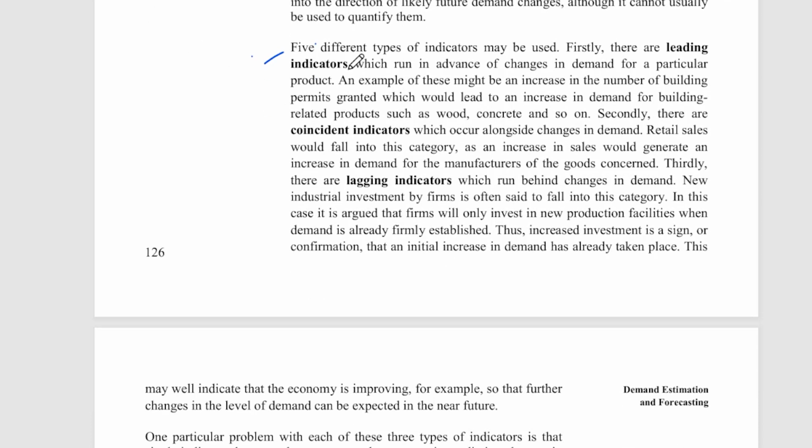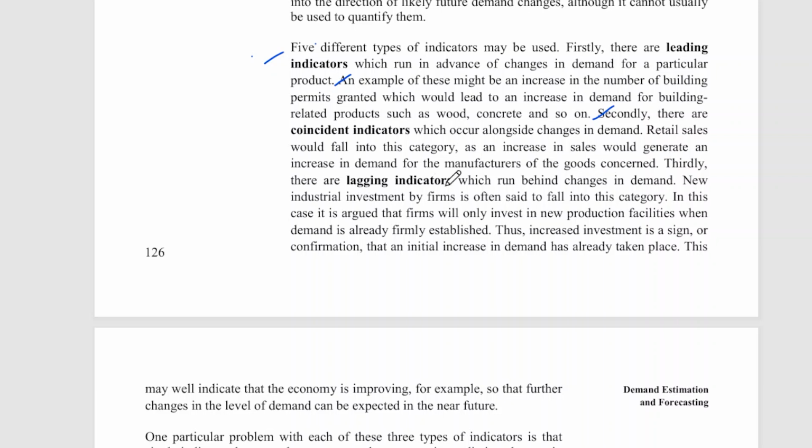Firstly, there are leading indicators which run in advance of changes in demand for a particular product. An example of this might be an increase in the number of building permits granted, which would lead to an increase in demand for building related products such as wood, concrete, and so on. Secondly, there are coincident indicators which occur alongside changes in demand, and retail sales would fall into this category, as an increase in sales would generate an increase in demand for the manufacturers of the goods concerned.